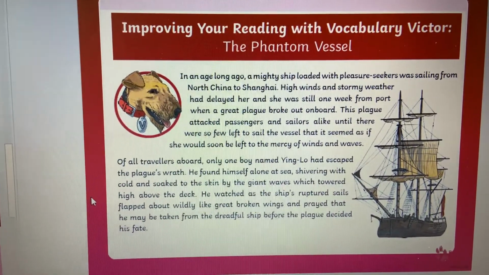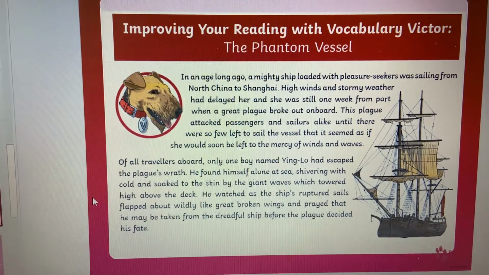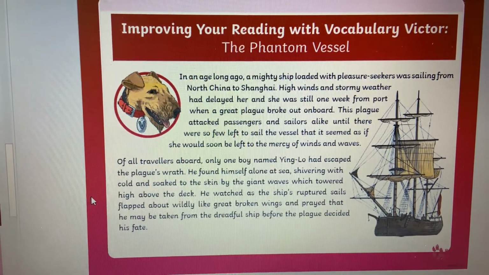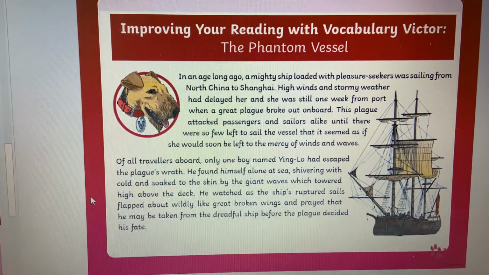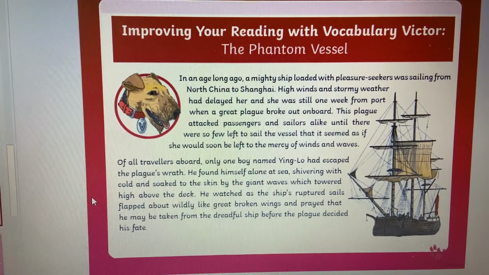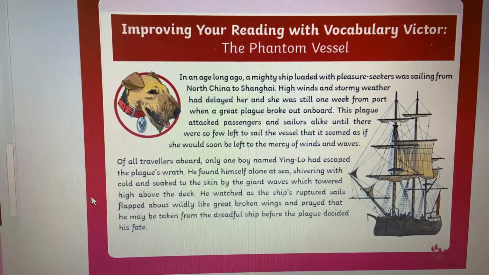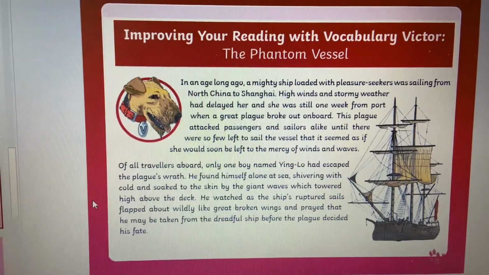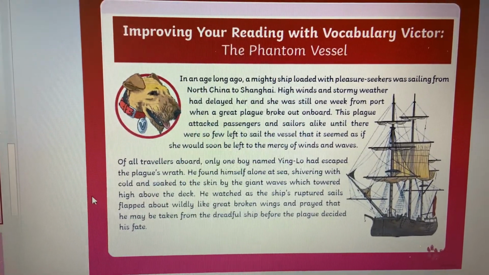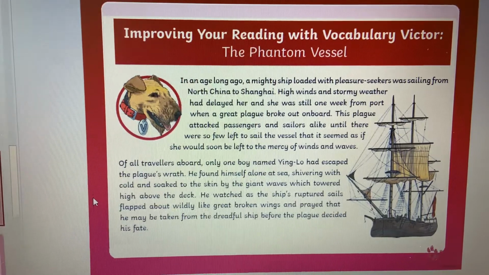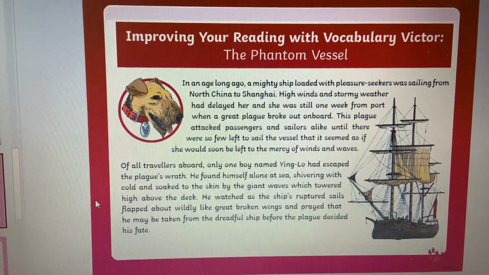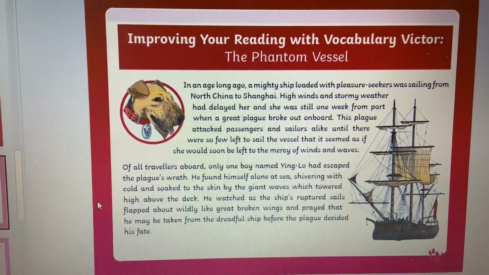In an age long ago, a mighty ship loaded with pleasure seekers was sailing from North China to Shanghai. High winds and stormy weather had delayed her, and she was still 1 week from port when a great plague broke out on board. This plague attacked passengers and sailors alike until there were so few left to sail the vessel that it seemed as if she would soon be left to the mercy of winds and waves.